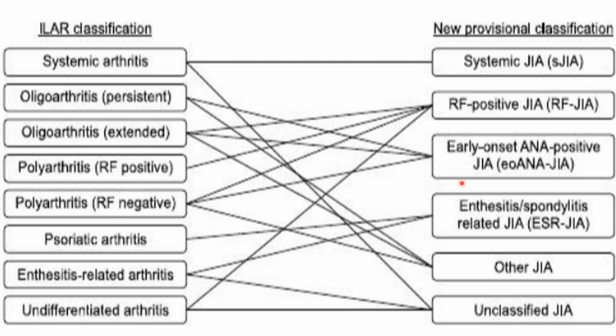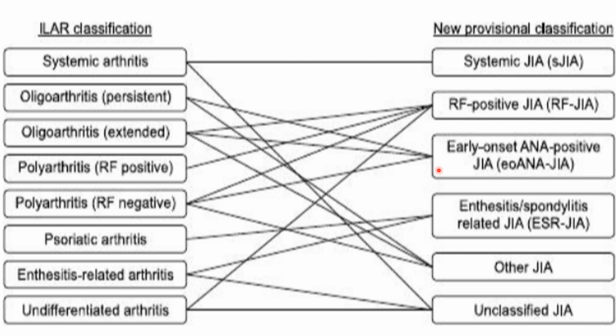For example, RF positive disease is very similar to rheumatoid arthritis. And here, enthesitis spondylitis related JIA is very similar to axial spondyloarthropathy. But this group of disease, early onset ANA positive JIA, EO ANA JIA, is separate, with very high prevalence of uveitis, very high prevalence in young age, and ANA positivity, for example. This group of patients is a separate entity of JIA. So EO ANA JIA is the third type.